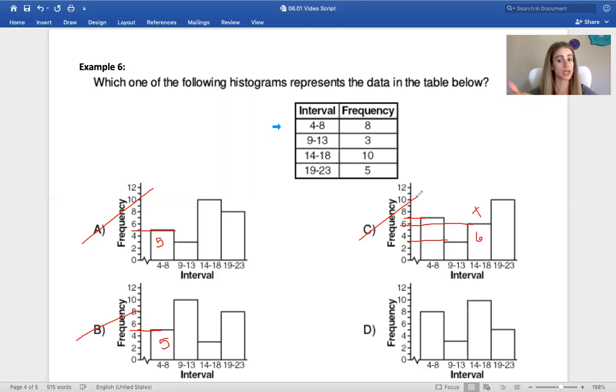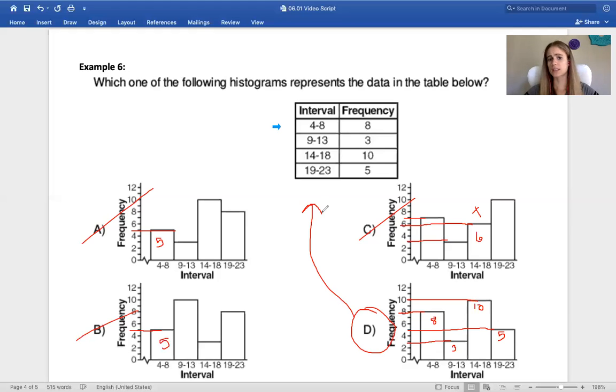We don't want to just click it and move on. We want to verify that this is the best and correct answer. So 4 to 8, 8 people. Oh yeah, that lines up much better. 9 to 13, 3 people. 14 to 18, 10 people. Good so far. 19 to 23, 5 people. Perfect. So D is the histogram that represents this data.